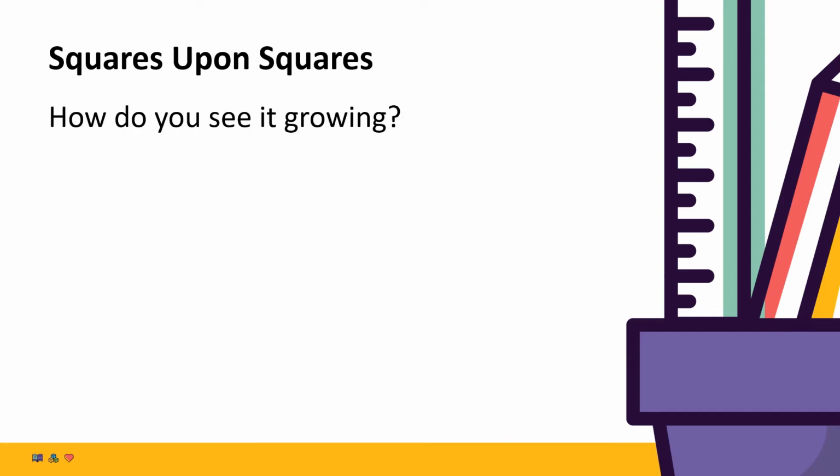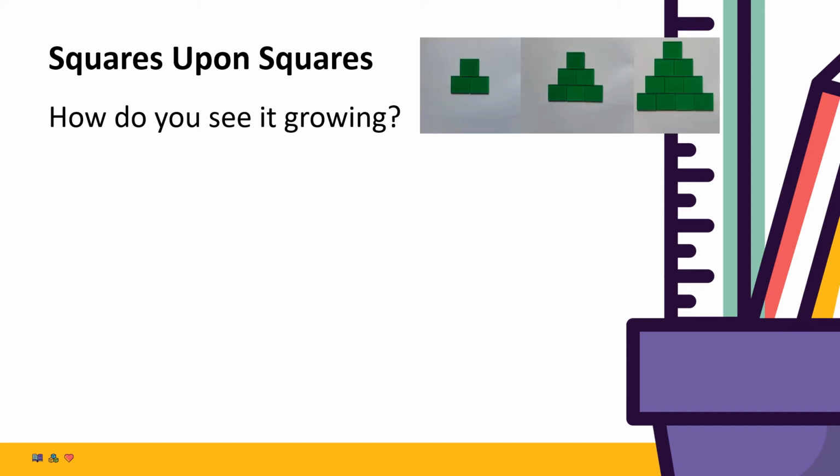How did you see it growing? You'll notice that from left to right, so from image 1 to image 3, it seemed to get bigger. There were more squares in it. And how did you see it growing? Pause the video and have a little scribble or a little think or draw a little picture of how you saw it growing before I show you how I saw it.